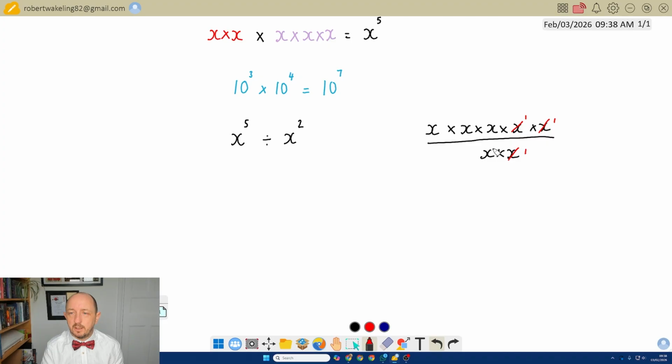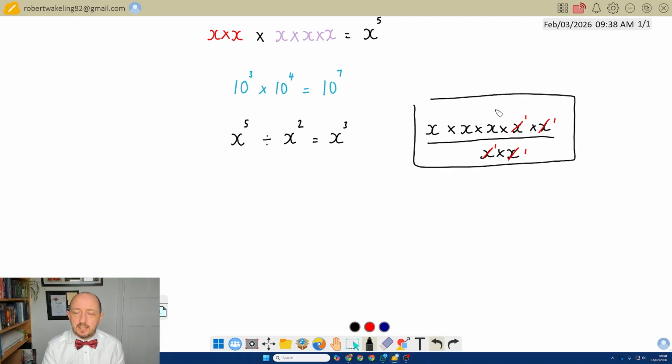So a 1 and a 1 here. So 2 of the x's on the top have been cancelled out by 2 on the bottom, and it's left us with 3 on the top. X times x times x times 1 times 1 is x cubed, divided by 1 times 1 is just 1. Again, you don't need to do this in an exam. It's just to show you what's going on in the background, because that can help you later on. But the rule is, when we divide, we subtract the powers.